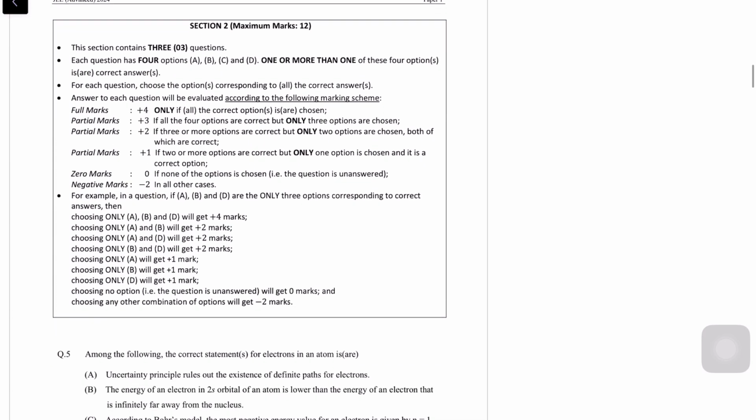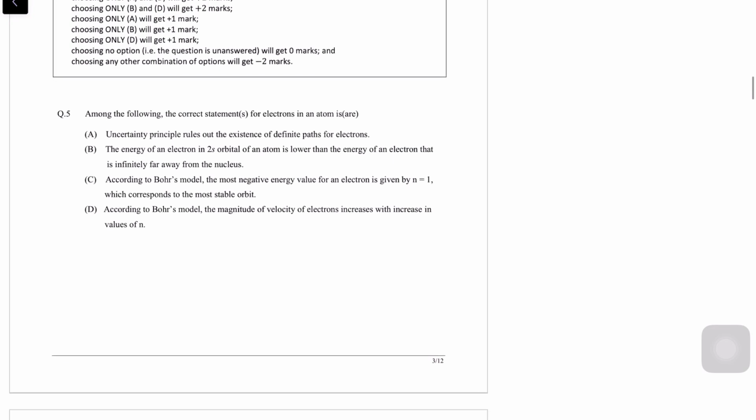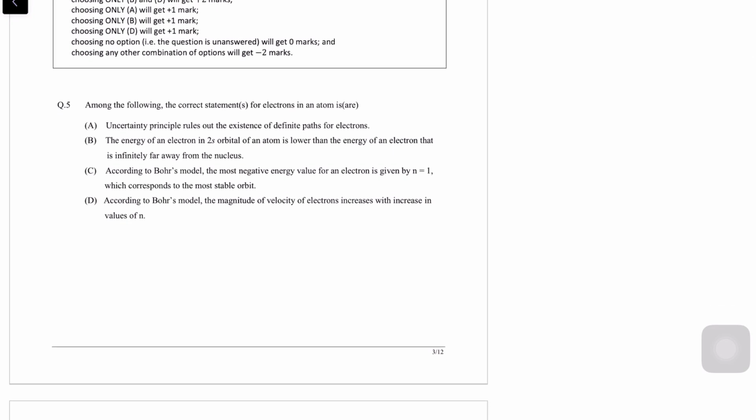Moving to section 2. Question number 5 is a very easy question. Among the following, the correct statements for an electron in an atom are: the uncertainty principle rules out the existence of definite paths for electrons. Yes, correct, because the Heisenberg uncertainty principle states that it is impossible to determine the exact position and momentum of a microscopic particle simultaneously, so we cannot determine its trajectory, that means its path.